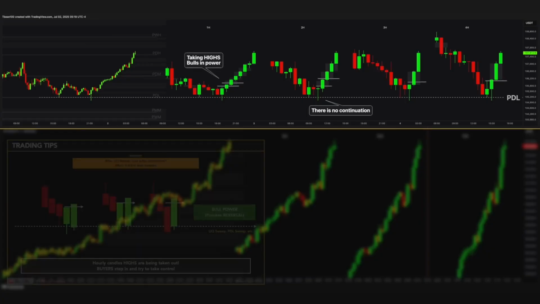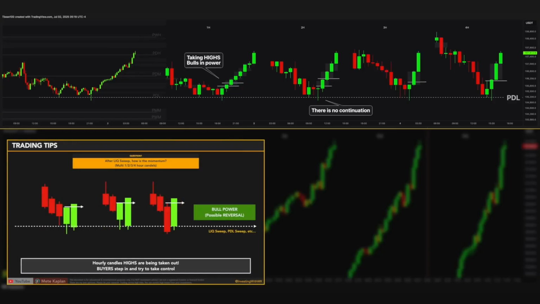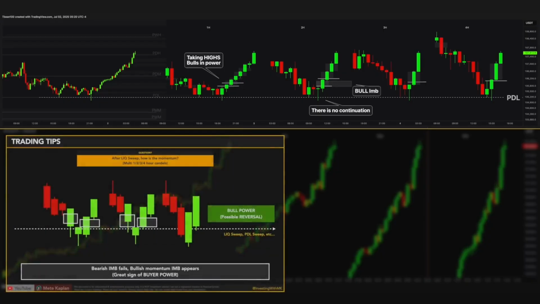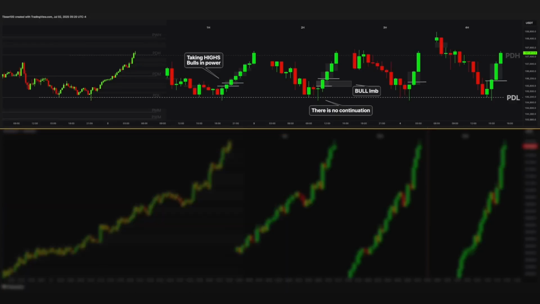After that, what happens? Notice carefully. Price starts to keep taking hourly candle highs. A possible reversal in action here. Buyers are taking the control back from the sellers and trying to push the price up. And along the way, you can see the bullish imbalances appear, adding more confluences to the movement. So if this is a reversal, where is the price trying to move to? Yes, a clear level above, PDH, the previous day high.